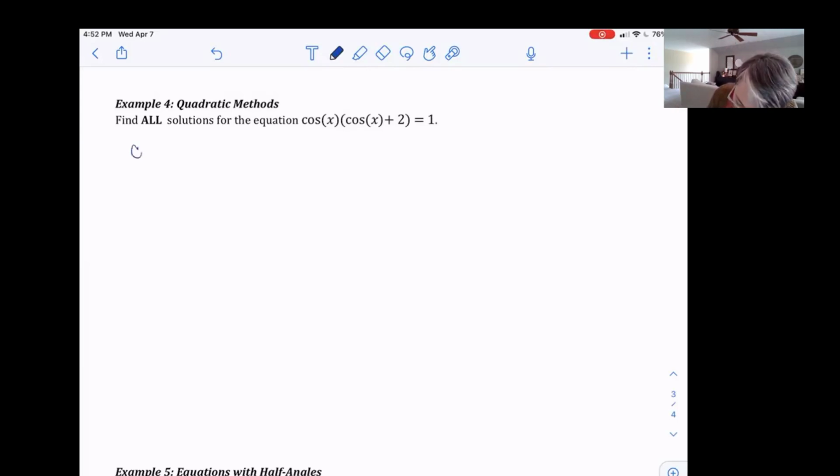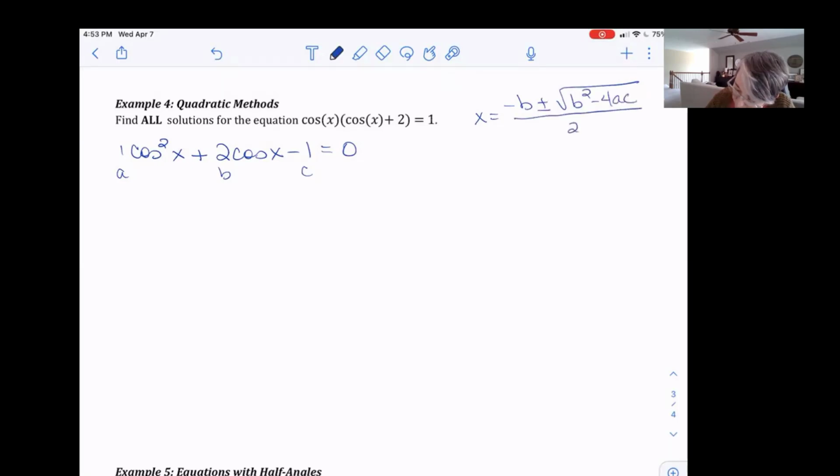If we distribute, we get cosine squared x plus 2 cosine x. And then if we subtract 1 from both sides, we get a nice quadratic equal to 0, but it's not factorable. So we're going to have to use our quadratic formula. Again, our a is the 1, b is 2, c is -1. So remember our quadratic formula. x equals the opposite of b plus or minus the square root of b squared minus 4 times a times c all over 2a. But this time it's not just x.